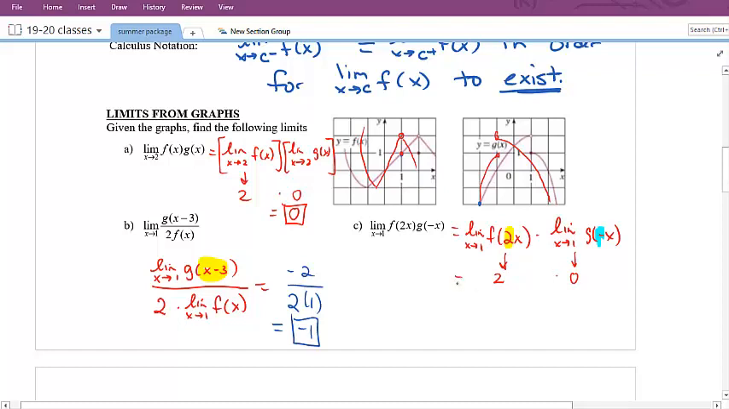And once again, your answer here is just 0. Makes sense? Cool. Alright, turn the page.